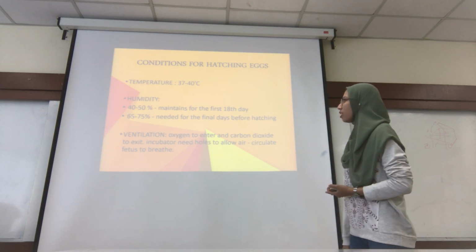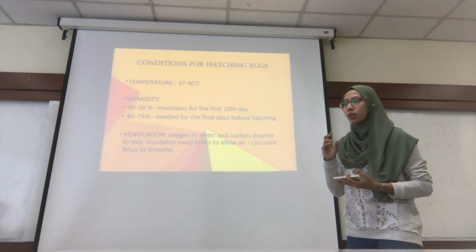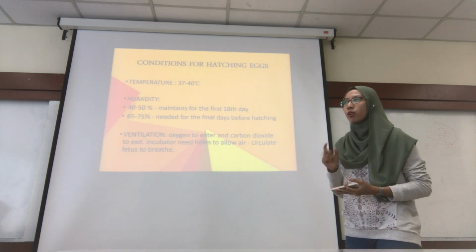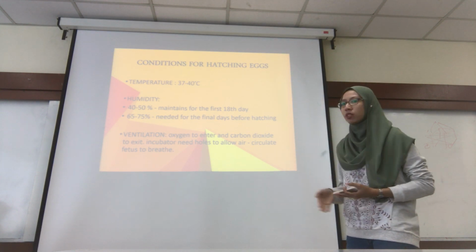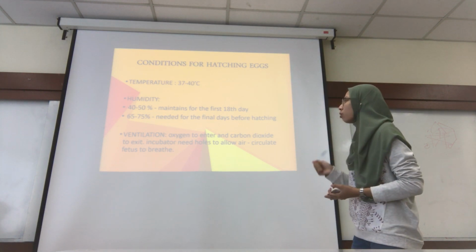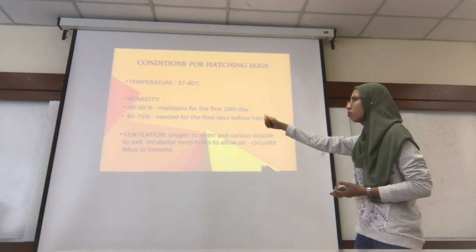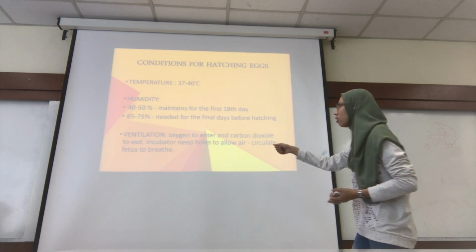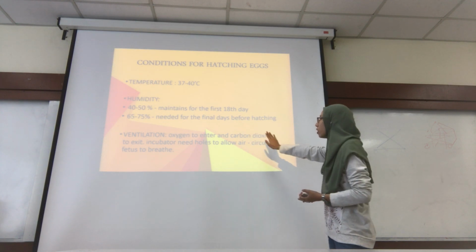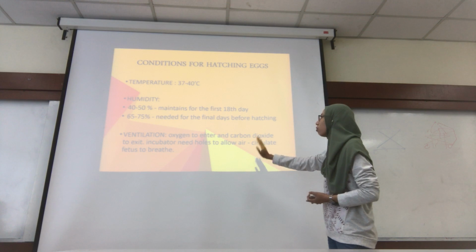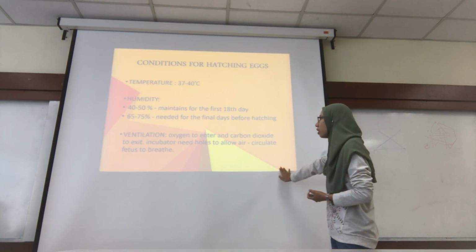Okay, so we need to know the temperature. The stable temperature is 37 to 40 degrees Celsius. We have to maintain this temperature at all times during the incubation, and also the humidity. We have to maintain the humidity at 40 to 50% for the first 18 days, and 65 to 75% is needed for the final days before hatching.